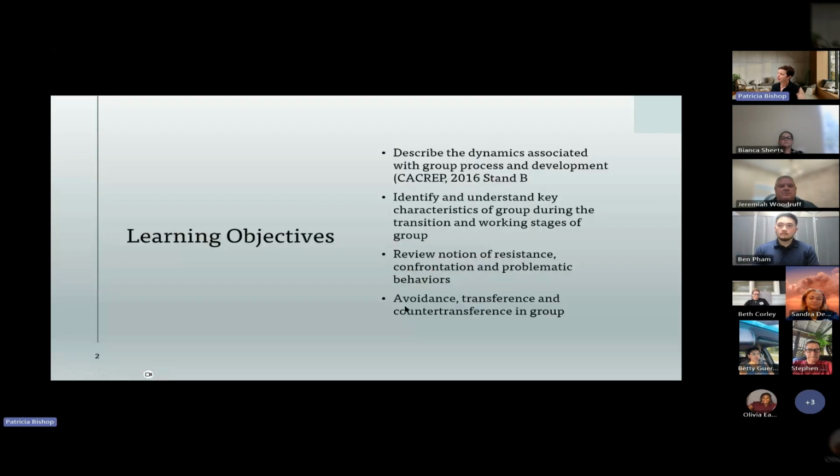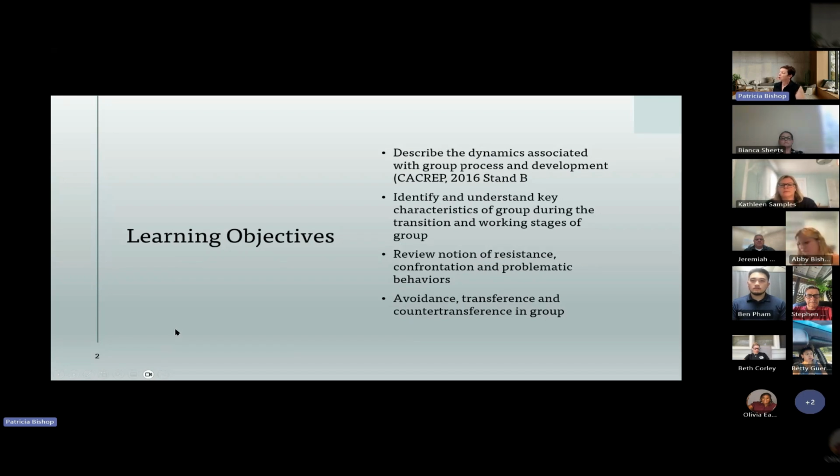So some learning objectives. This is what I hope to accomplish this evening with you: describe the dynamics associated with the group process and development. And this is part of the CACREP Standard B. That should say standard, not stand B. Identify and understand key characteristics of group during transition and working stages of group, and review notions of resistance, confrontation, and problematic behaviors, and also address issues of avoidance, transference, and countertransference in groups.